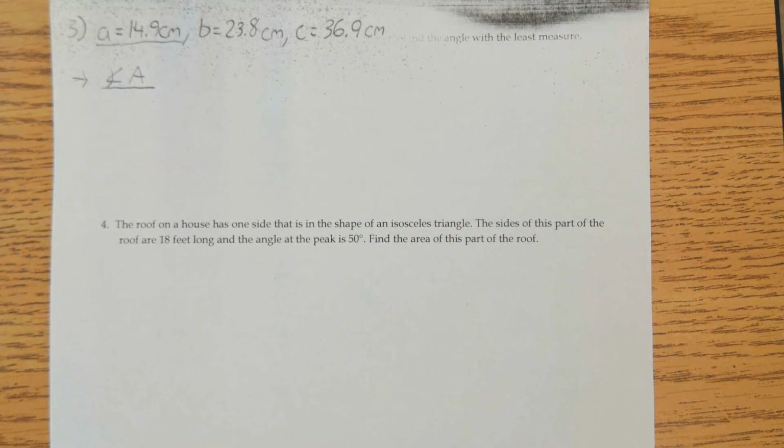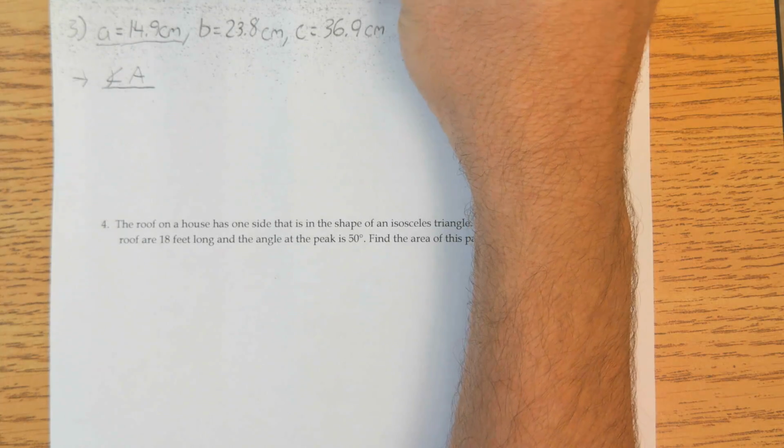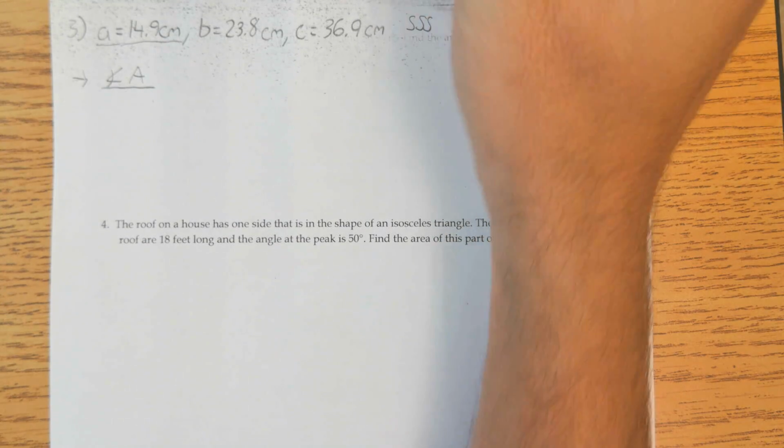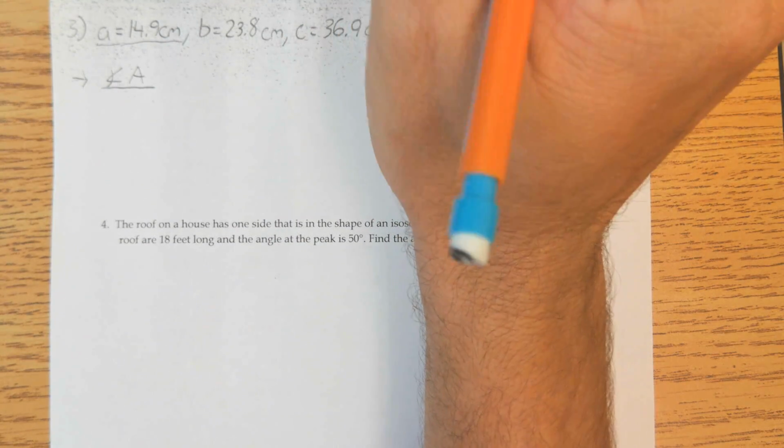Now, because I'm just finding one angle, guys, and not finding all three, I do not have to start off by solving for the biggest angle first. If I asked for all three of the angles, then yes, we would, because it's side, side, side. I would have to solve for the biggest angle. But I'm just solving for one, the smallest in this case. So we're going to solve for angle A, and that's it.